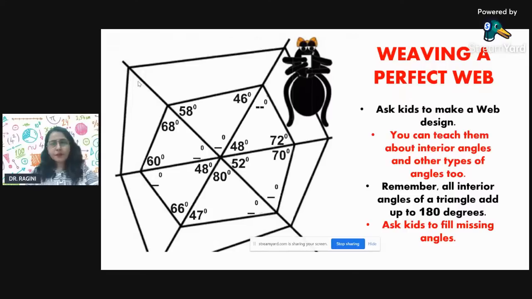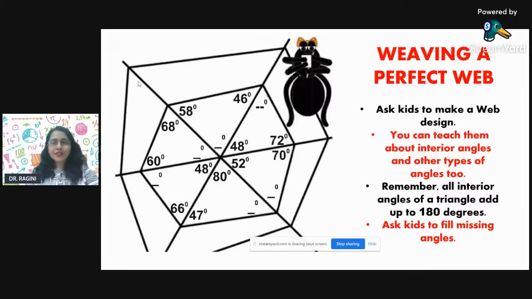This is a spider. You can name the spider with the name of the child. So maybe it is Arman. So Arman, the spider, has just finished his web, and it is exactly how he likes it. And he wants to have a drawing of his web so that he can weave this web over and over again. Now, as the spider is Arman, you can help Arman find the missing angles in his web drawing. Remember, all the interior angles of a triangle add up to 180 degrees.